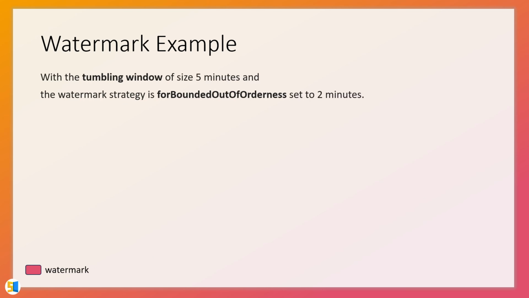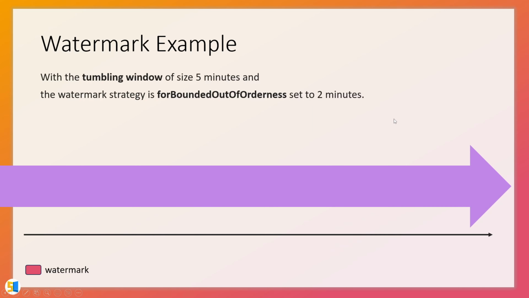So to make it clearer, let's see an example of watermarks. Let's say I have watermarks using tumbling windows of size 5 minutes, and the watermark strategy is bounded out-of-orderness set to 2 minutes. Here I have the data stream. The blue ones are the events.